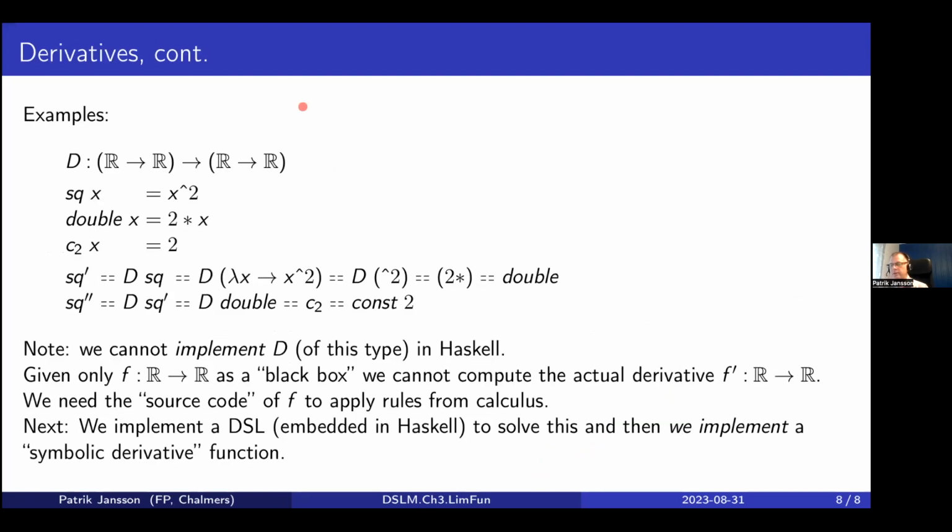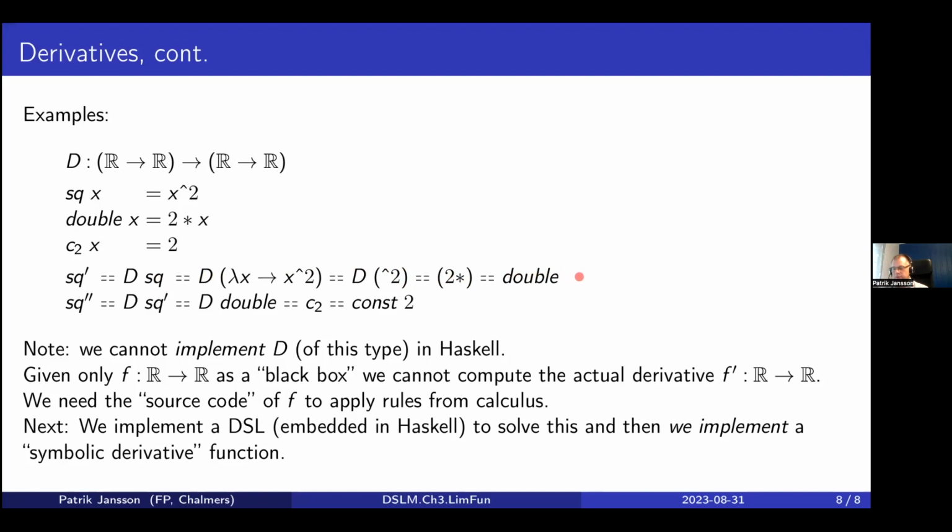Okay, so the capital D here is something we cannot implement in Haskell, but if we want to, we can specify it and we can check some properties. For example, if we have squaring, doubling, and the constant 2 function, then the derivative of squaring, which is the capital D applied to the square, is actually 2 times, which is double.